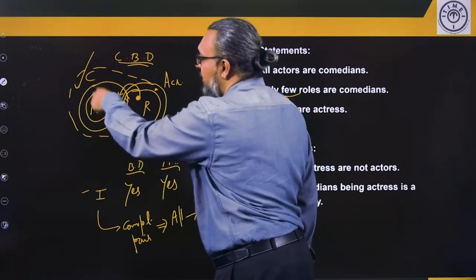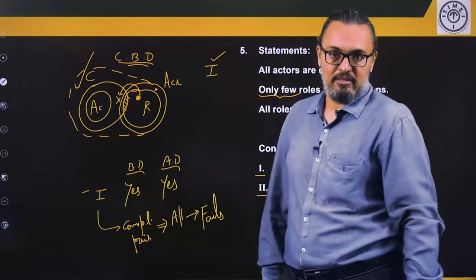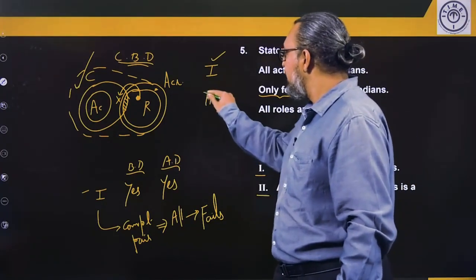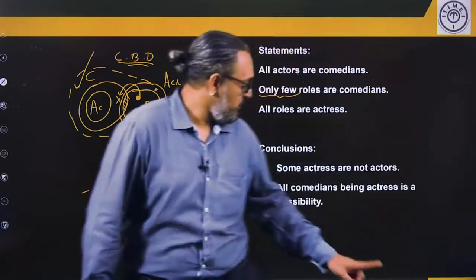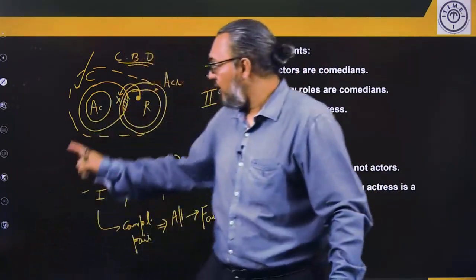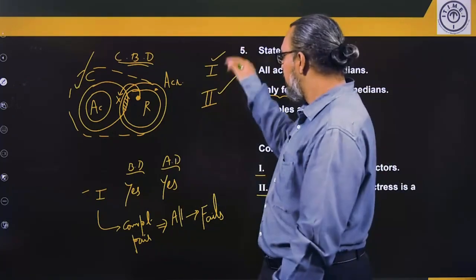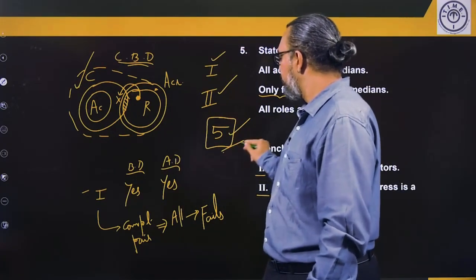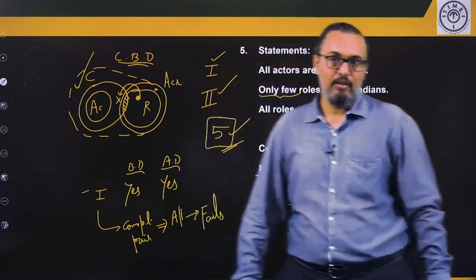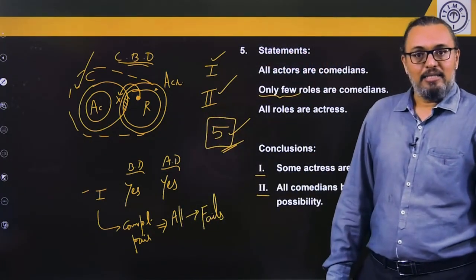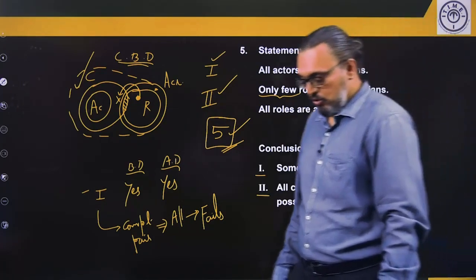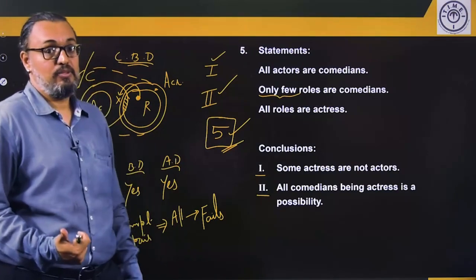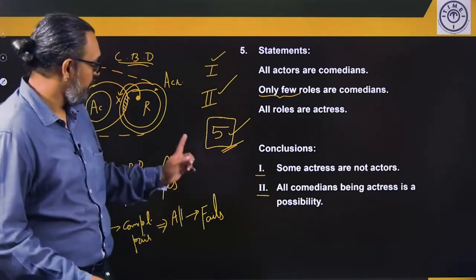Some roles are not inside comedians, still happens. All the other relations are maintained. So possibility is definitely valid, because he also says that it is a possibility and we have proved that it is possible. So we say both 1 and 2 follow. So it is the fifth option you will get. Understanding the point here? Okay. So this is how we do the deductions or syllogisms using Venn diagrams.